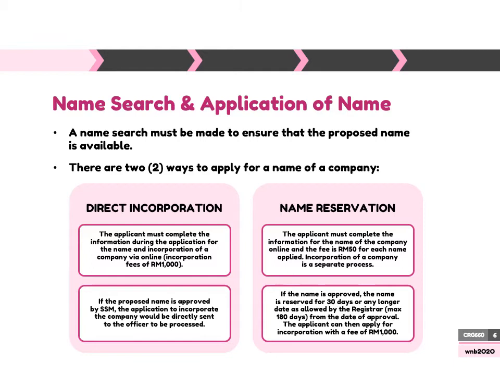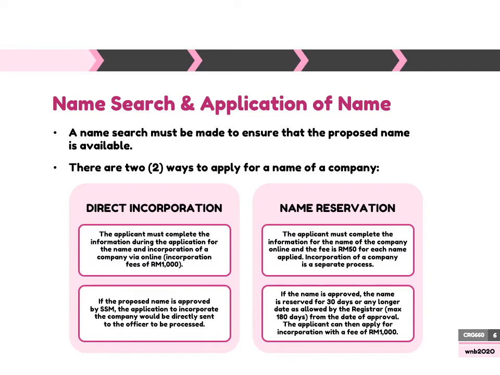Incorporation of a company is a separate process. Under name reservation, kita hanya reserve the name sahaja. Incorporation belum buat lagi. Dia dua benda yang berbeza. If the name is approved, the name is reserved for 30 days, sebulan lah kan, or any longer date as allowed by the registrar. Maximum 180 hari. So paling lama pun dia akan reservekan the name for you selama 6 bulan from the date of approval. The applicant then can apply for incorporation dan bayarlah incorporation fee sebanyak RM1,000.